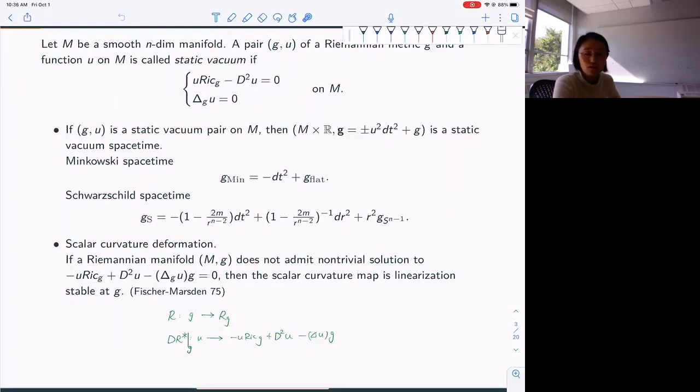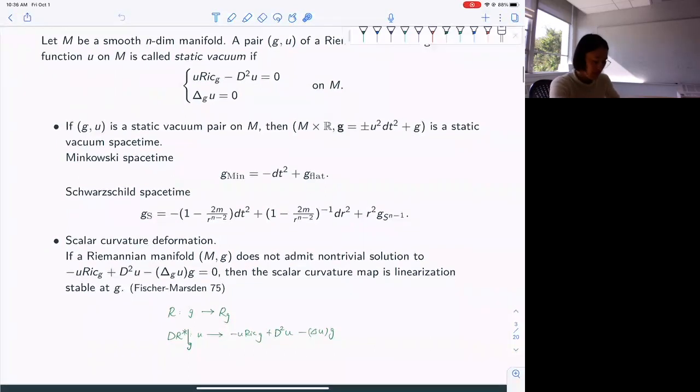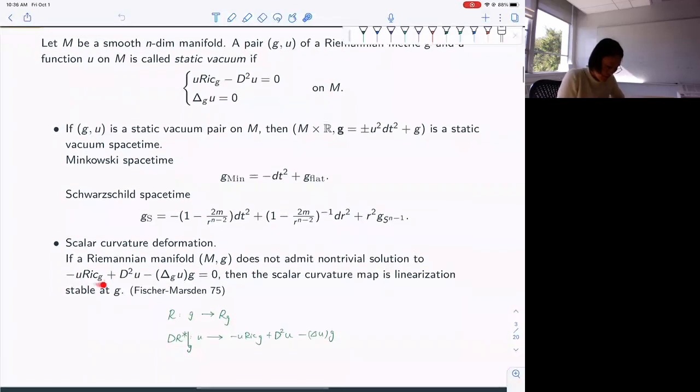Static vacuum pairs are also important in the study of scalar curvature deformation. We know that if a Riemannian manifold does not admit a non-trivial solution to this equation, then the scalar curvature map will be linearization stable at the metric g. Which means that if we have, say, a scalar flat deformation at g, then we can always deform this metric along that deformation in a family of metrics with fixed scalar curvature function. That's the meaning of linearization stable.